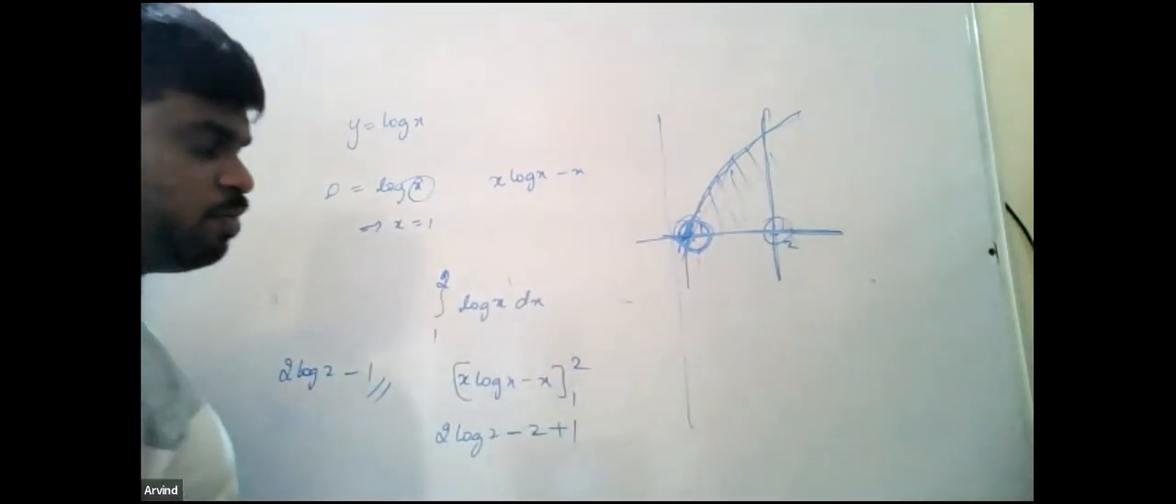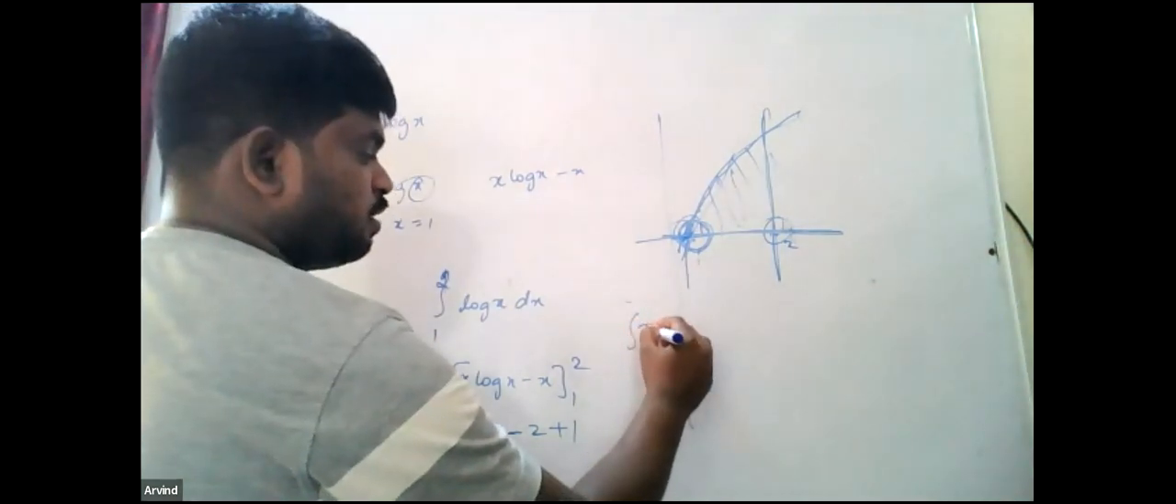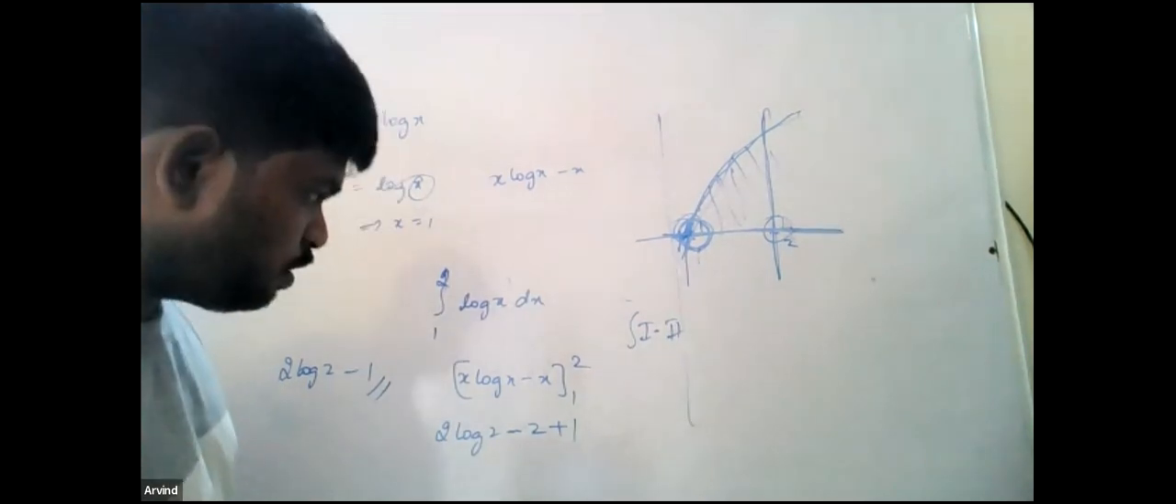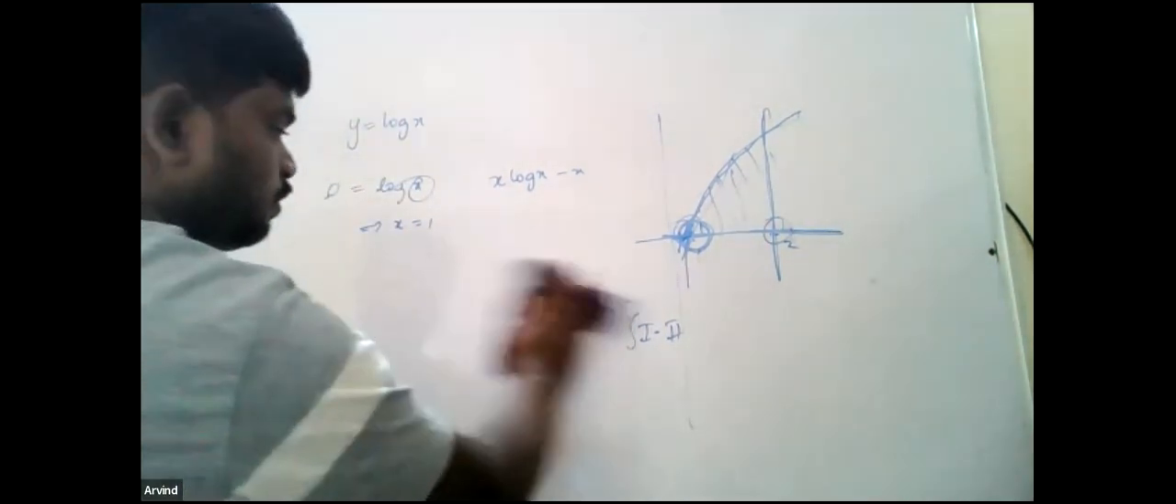This log x you can do by integration by parts. First function into second function type. For log x, it is x log x minus x. That will be the formula.